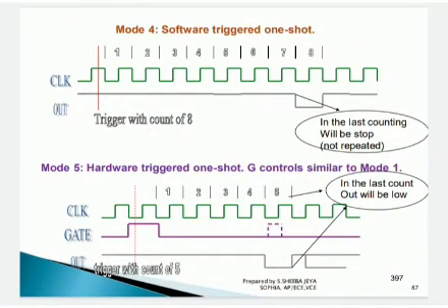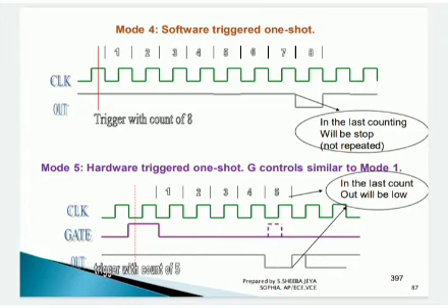If you select mode 4, it is software triggered one shot mode. In the last, counting will be stopped and not repeated. It is triggered with a count of 8. If you select mode 5, it is hardware triggered one shot mode, with G controlling similar to mode 1. It is triggered with a count of 5. In the last the count will be low. And this is the corresponding working of 8253, 8254 timers and counters.